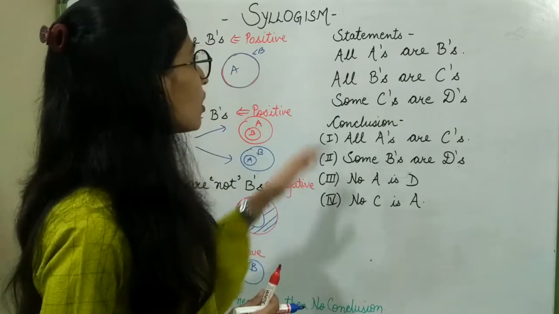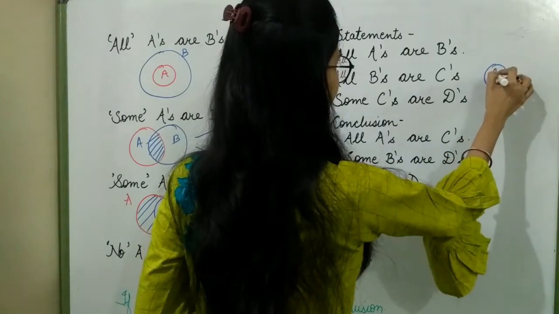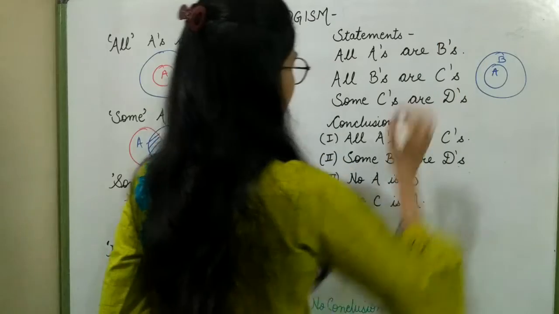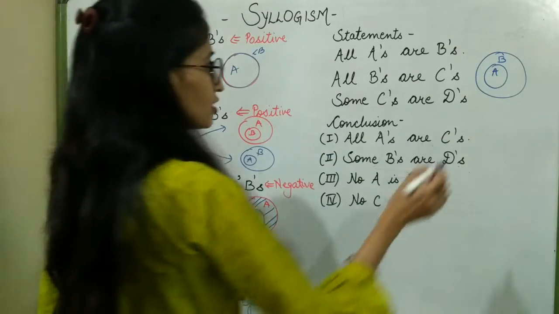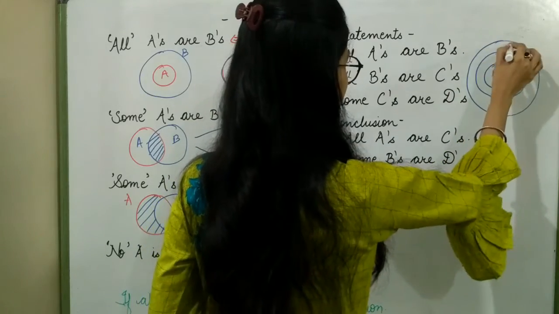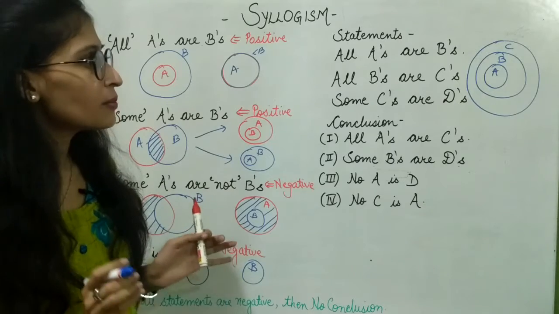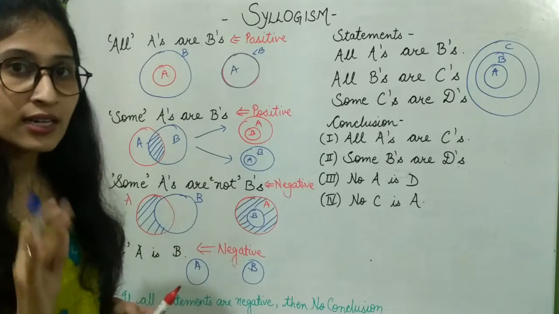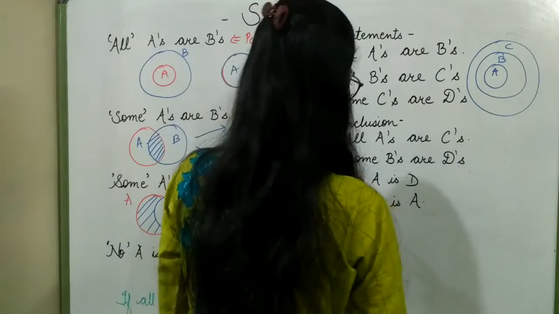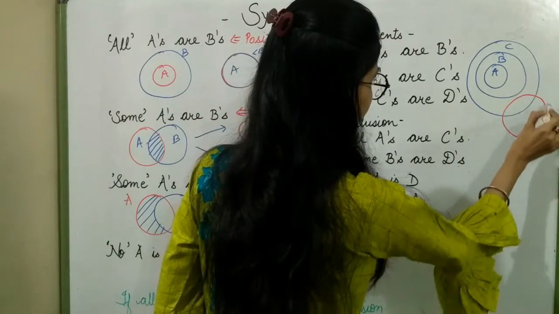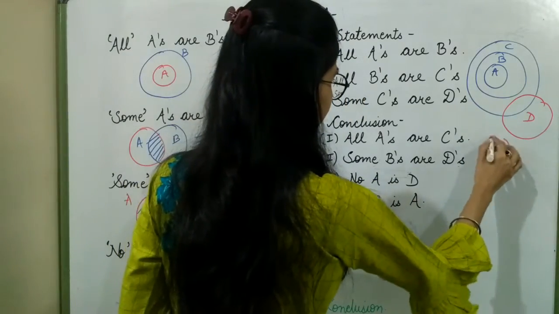Our statements are: all A's are B's. So I am drawing it, all A's are B's. Second statement is all B's are C. So all B are C. Next statement is some C are D. Now here there are 4 possible cases. The first case is I am drawing D here. Some C are part of D. This is my first Venn diagram.